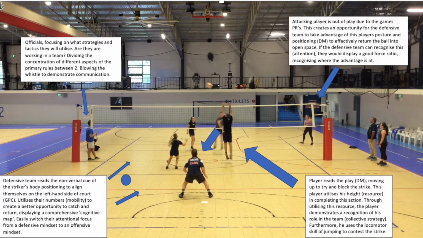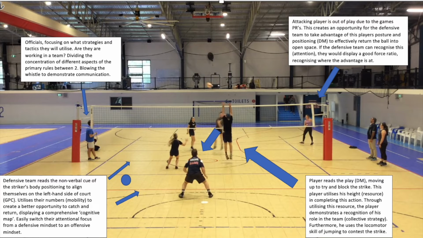Making this defensive read, based on the spiker's body positioning, allows the defensive team to easily shift their attentional focus from a defensive mindset to an offensive mindset. Furthermore, the girl attacking on the back right-hand side of screen is out of play due to the game's primary rules of one player being on the court at a time while attacking.